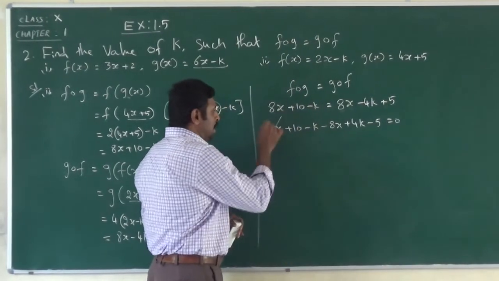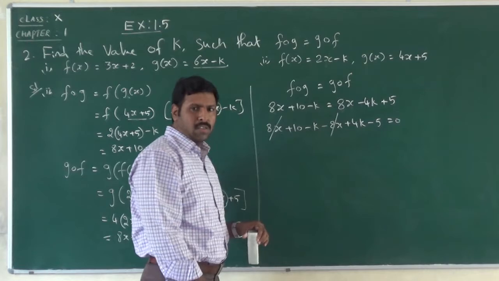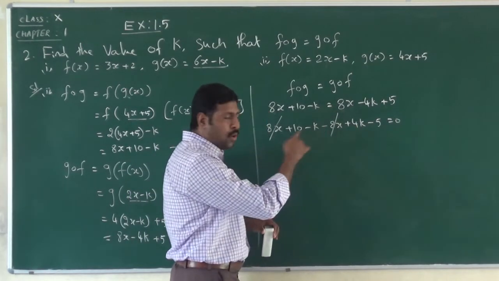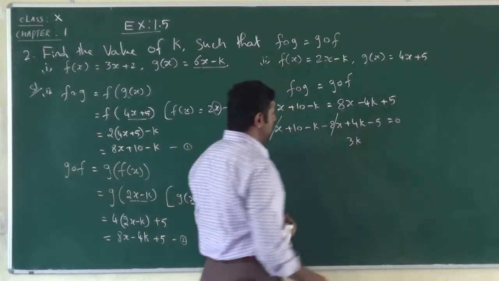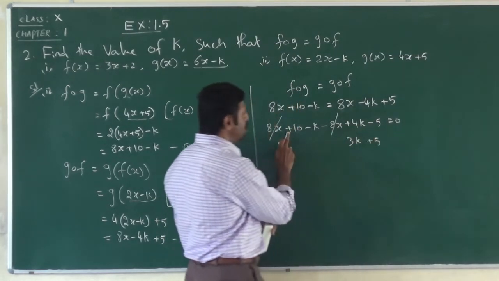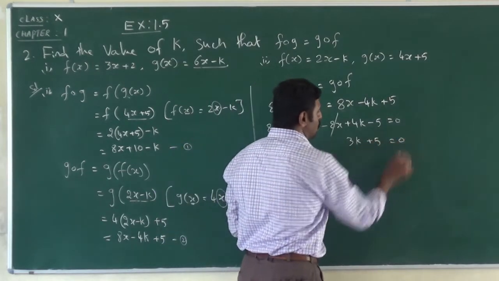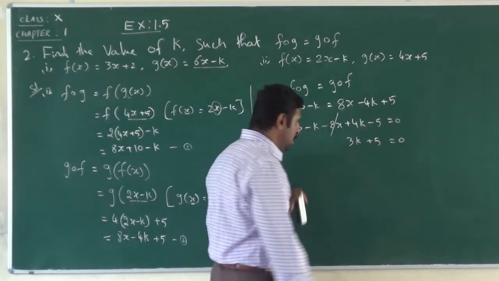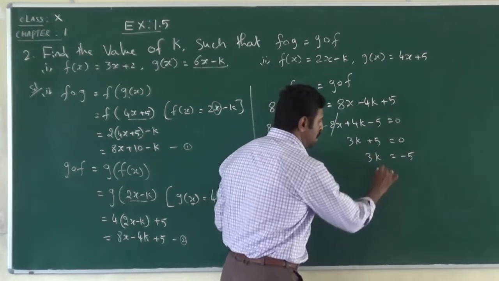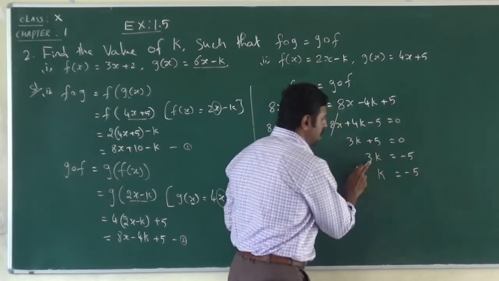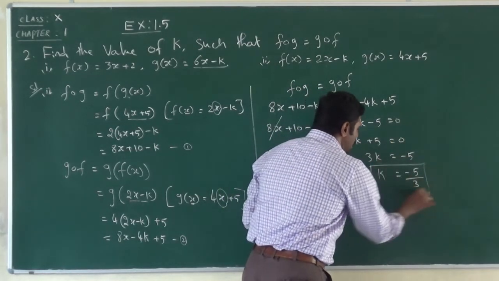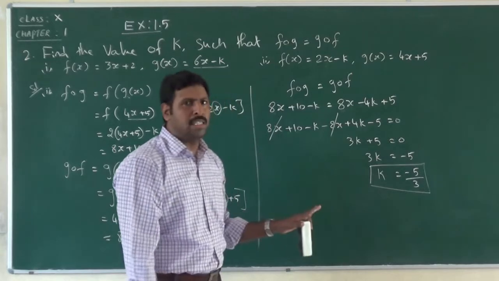Next, here 8x plus and minus both are cancelled. Then here we have minus k plus 4k. So 4 minus 1 is 3k. Here we have 10. 10 minus 5 is 5. The highest value is plus symbol, so we put plus equal to 0. We want to find the k value only here. 3k is equal to, I take this 5 to the other side, we get minus 5. Then 3k is equal to minus 5. This is the multiplication. So if you take it to the other side, we get division. So the k is equal to minus 5 by 3 is the value.